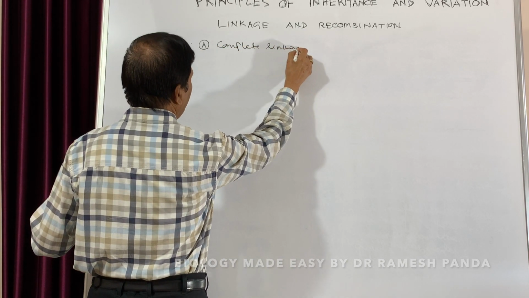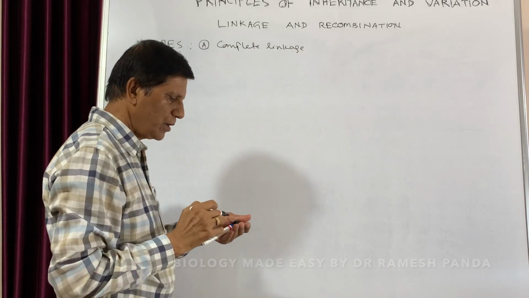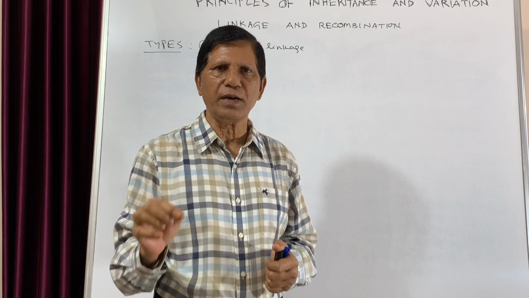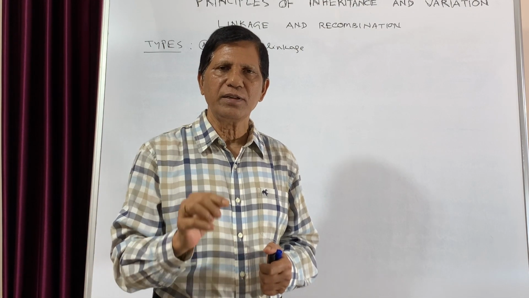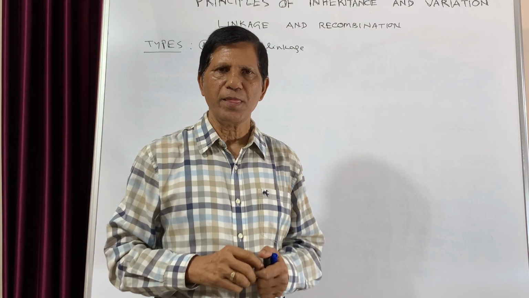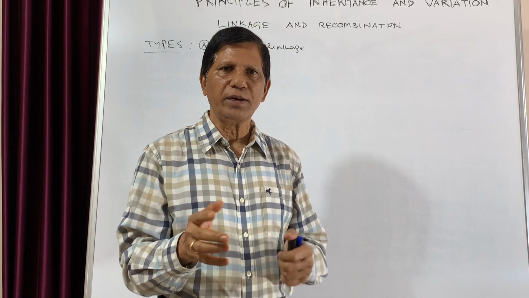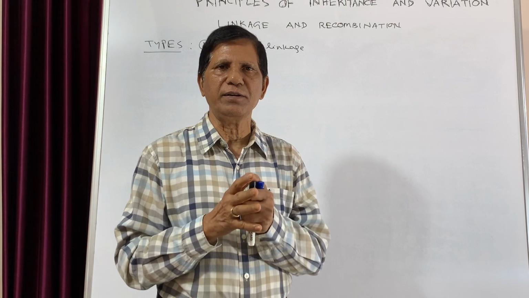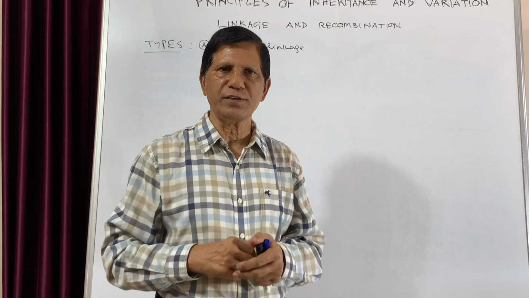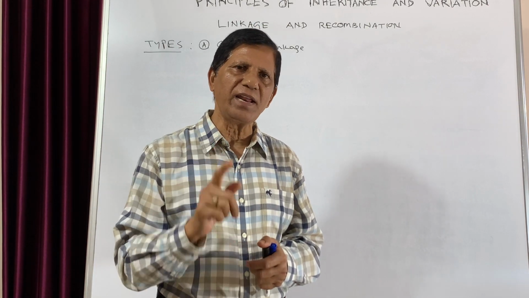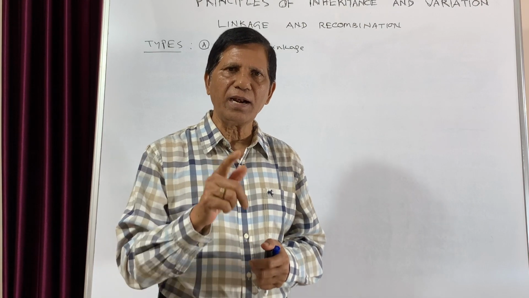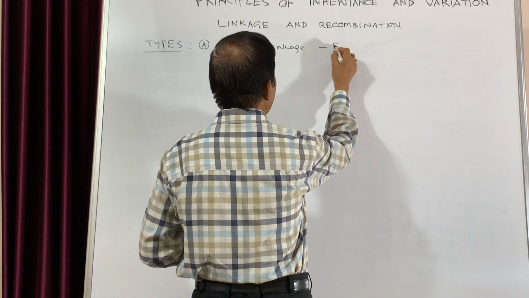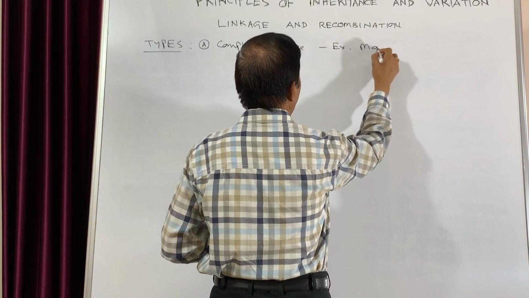We call the linkage complete when there is no recombination, no crossing over. That means crossing over is 0%, then linkage is 100%. This is possible when the genes in the chromosome are very closely present, and it shows complete linkage. This complete linkage is very rare, but Morgan has reported it in male Drosophila. So the example is male Drosophila.